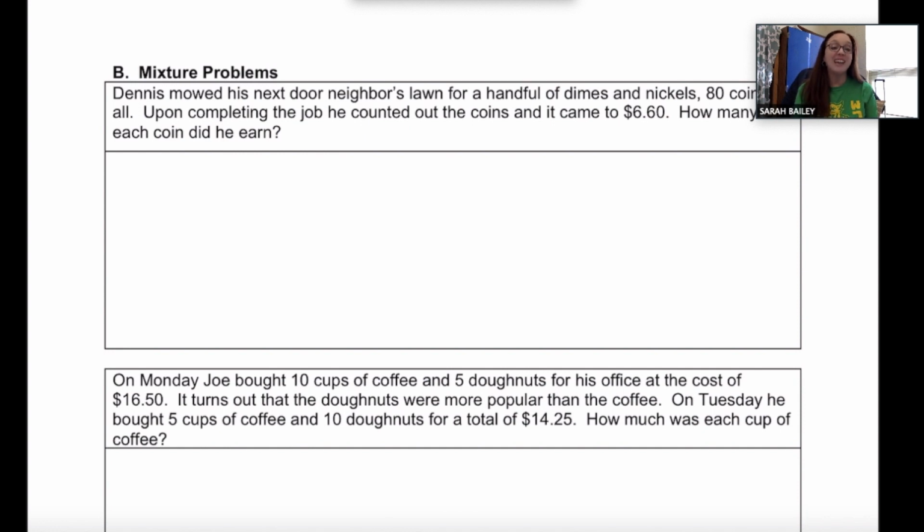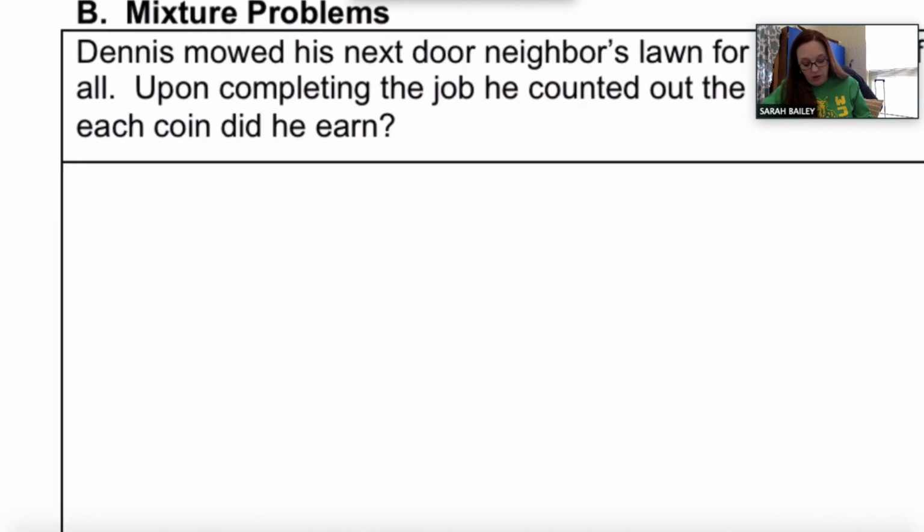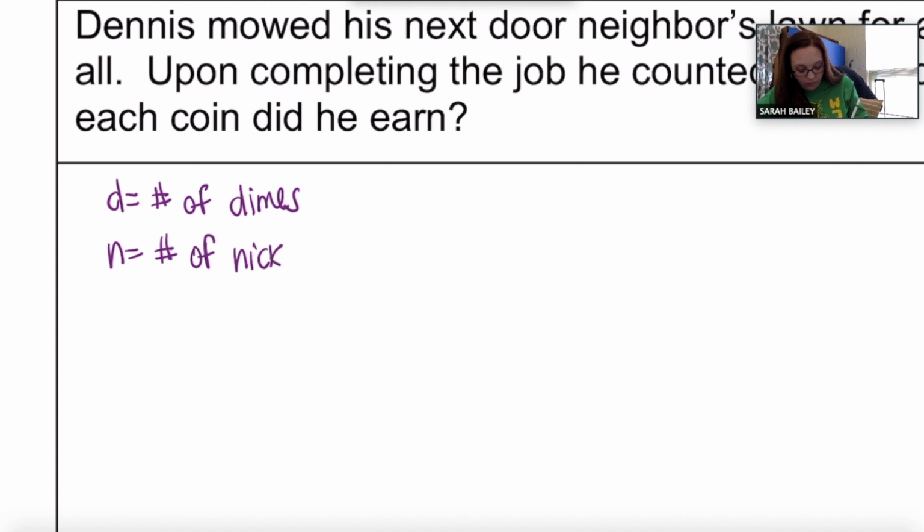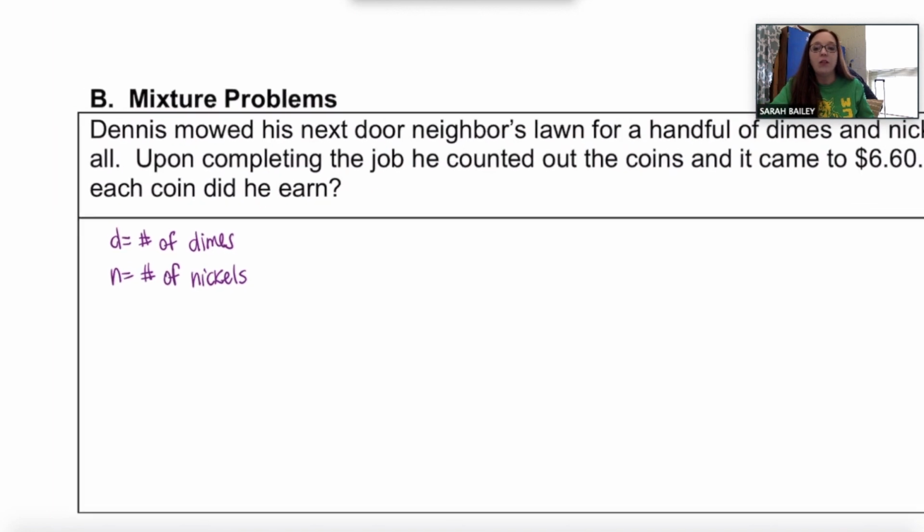So we know he has dimes and nickels. Now, you don't always have to use X and Y as your variable. So I'm going to use a D for dime and an N for nickel. So D equals the number of dimes, and N will be the number of nickels. Okay, now let's come up with the system.